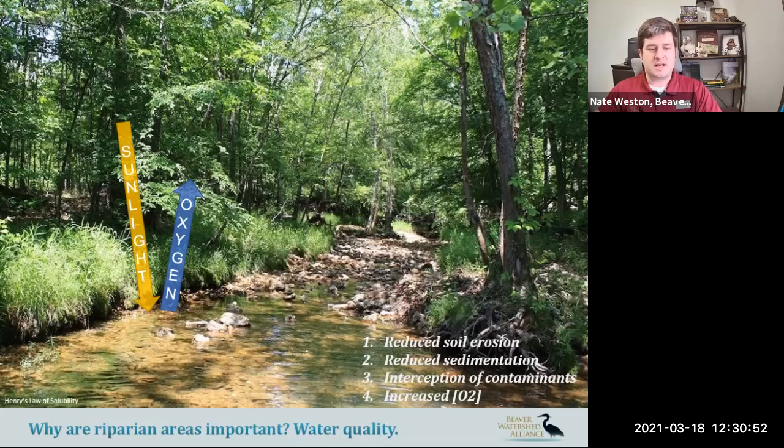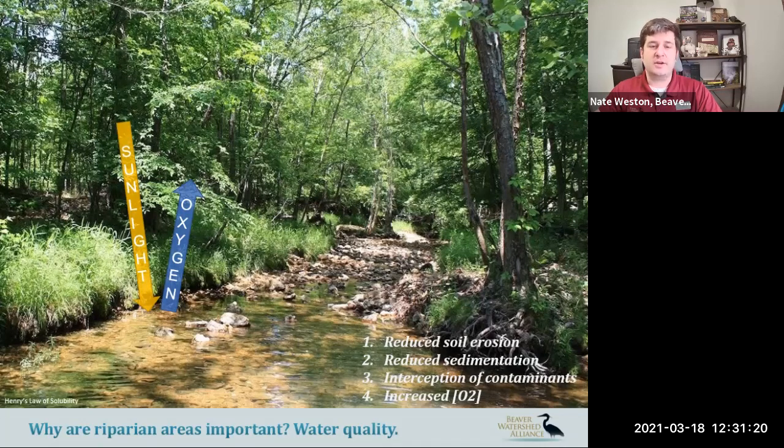Another thing they do is increase the concentration of dissolved oxygen in the water, through what's called Henry's Law of Solubility. Basically, it's just like leaving a Coke out in a warm room uncovered. Eventually, it loses its carbonation. Well, the same thing works for streams. With more sunlight hitting that stream, it lowers the solubility of gases in the stream, and one of those is dissolved oxygen.